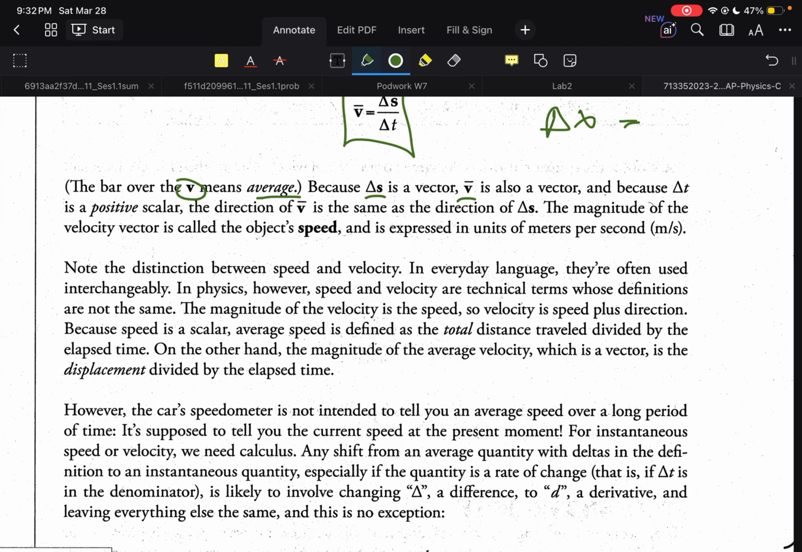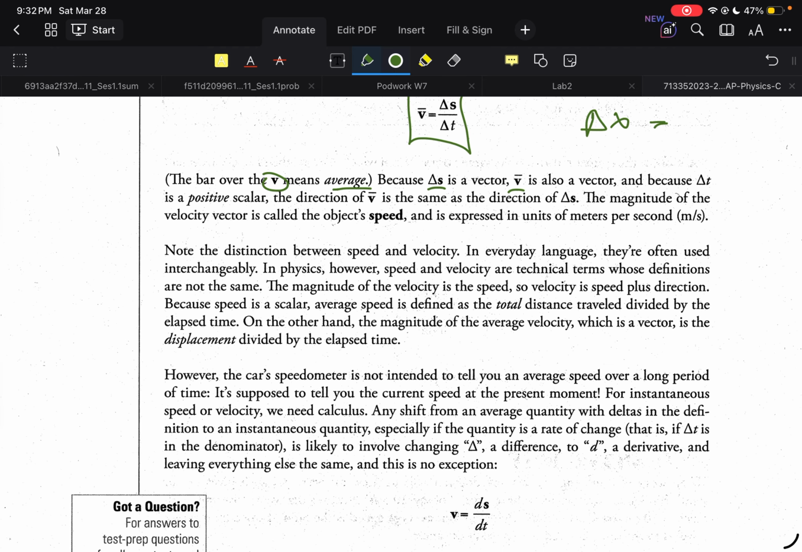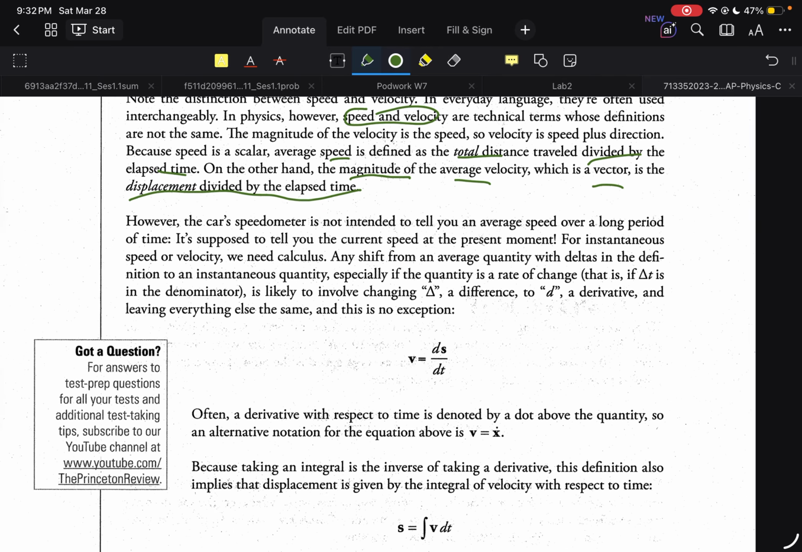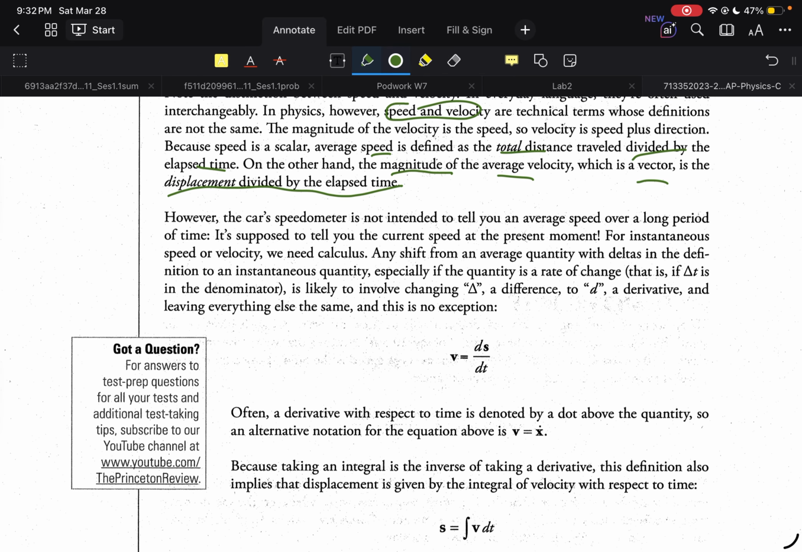Okay, note the distinction between speed and velocity. In everyday language, they're used interchangeably, but in physics, speed and velocity are technical terms. Speed is defined as the total distance divided by the elapsed time. On the other hand, the magnitude of average velocity is the vector displacement divided by the elapsed time.